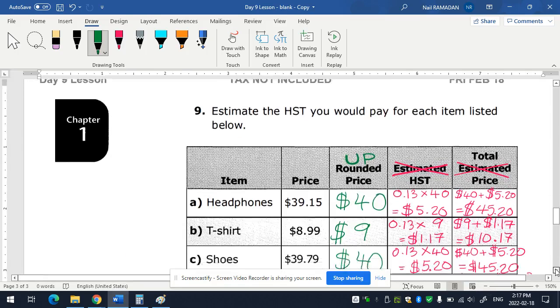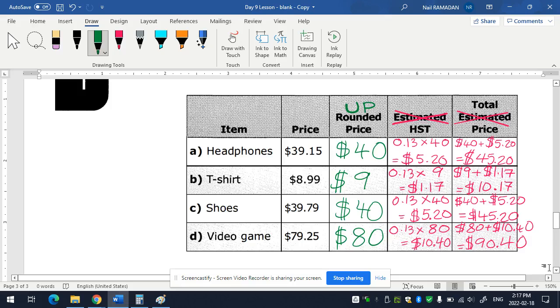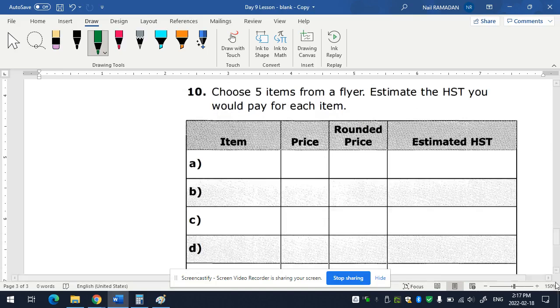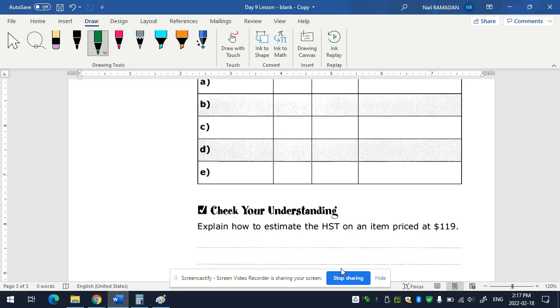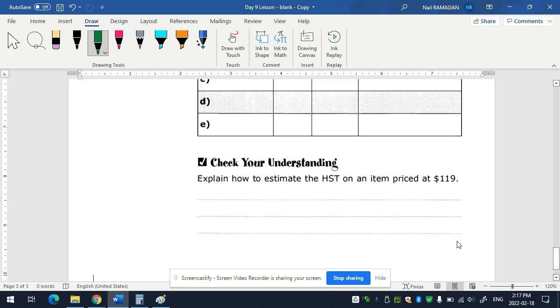So it's interesting. Look, you double the price, you also double the what? You double the tax, which means you double also the what? The total price. Everything doubles together. Everything moves together. Okay. I could cross out that question. It completely depends on you if you want to do it.